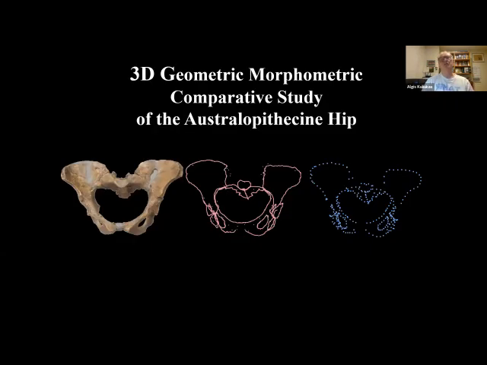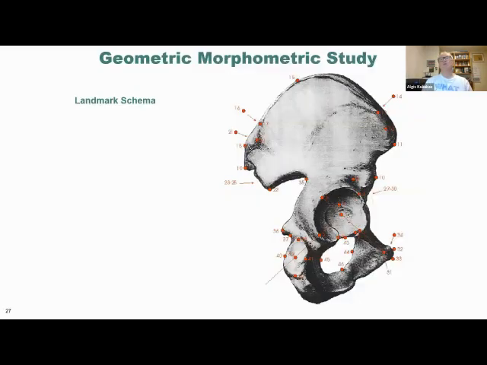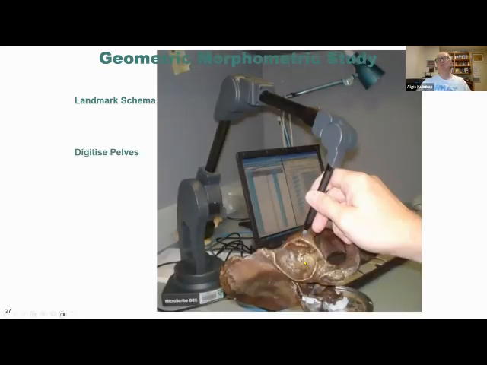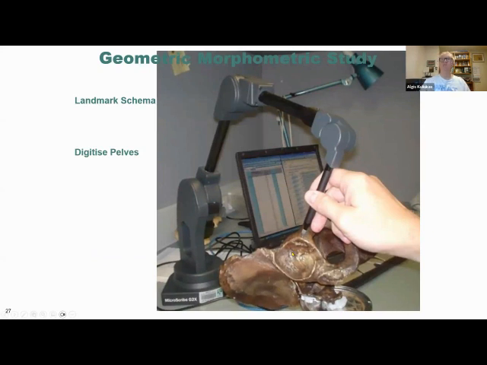So I did a 3D geometric morphometric study of the pelvis. I'll just go through this really quickly. It's quite technical. You don't really need to know all of this, but I just want to show you what we did. Basically, you take common homologous landmarks on the pelvis, different points on the ischial tuberosity, on the pubis, on the acetabulum, all the different parts of the pelvis, and you can then compare them across the different species. So we do a landmark schema. I then digitized the pelvis. This is a cast of Homo erectus.